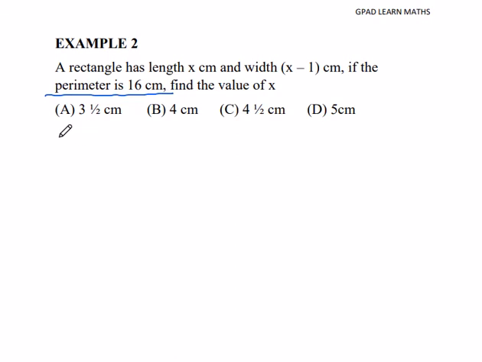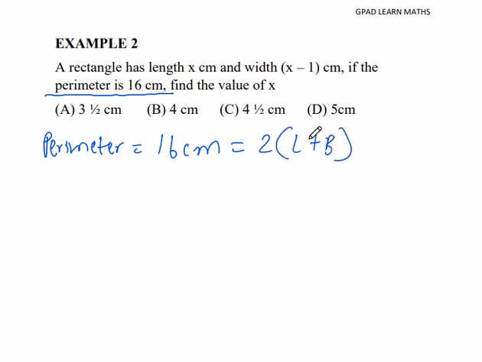So start from there. Perimeter is equal to 16 centimeter, and the formula for calculating the perimeter of a rectangle is 2 into bracket length plus breadth. Okay, so just write 16 is equal to 2 bracket, the length is x plus the breadth, which is x minus 1.